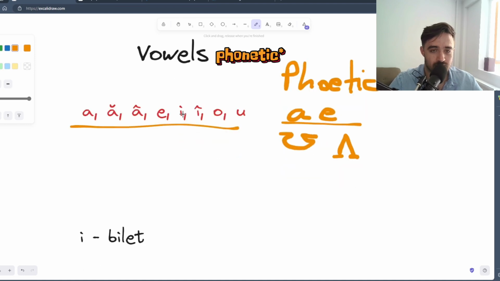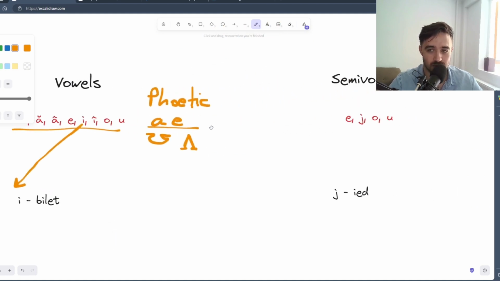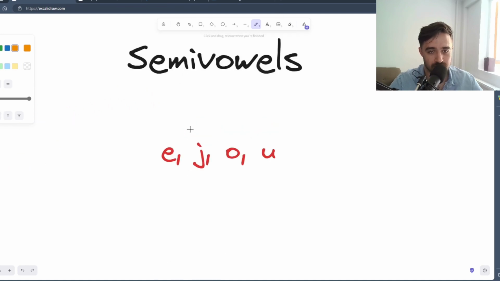And what does that mean? Let's look at a very practical example, one that will actually matter. The I from here will be, for example in bilet, will be E, like in bilet. Now, this is the most common I in Romanian, but if we move to semivowels, and semivowels can be E, I, O, and U.